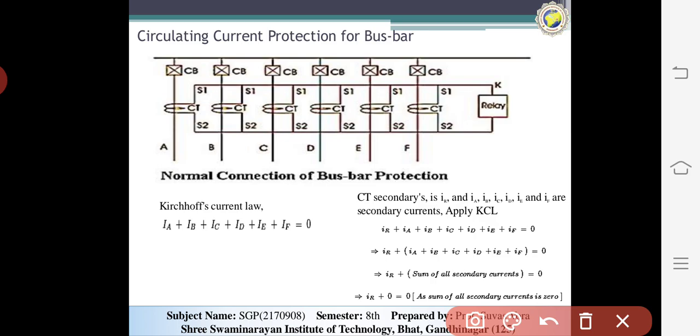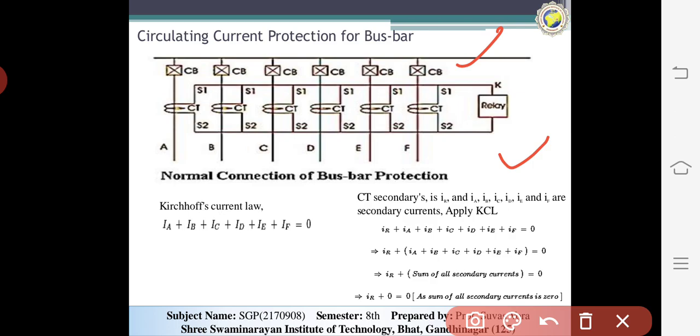So you can see the basic circuit of the circulating system. Here power is fed to the busbar, this is called the busbar, through the generator, and there are the outgoing feeders A, B, C, D, E and F.